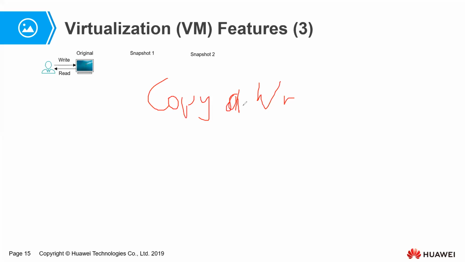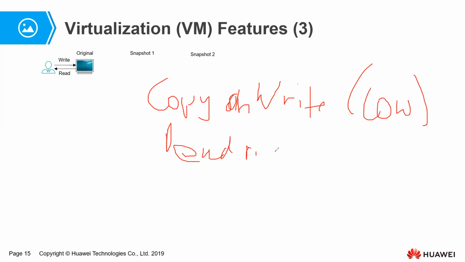copy on write, which we are calling COW, and then also redirect on write, which we are calling ROW.